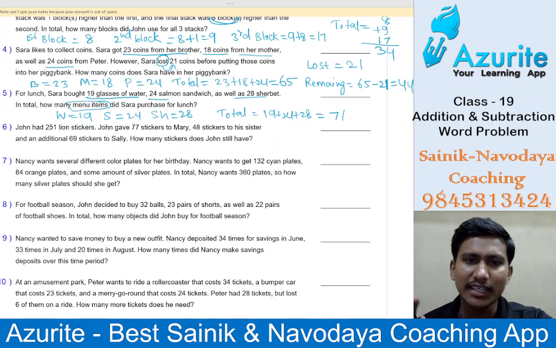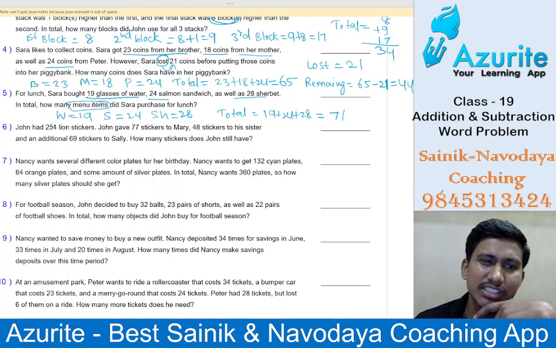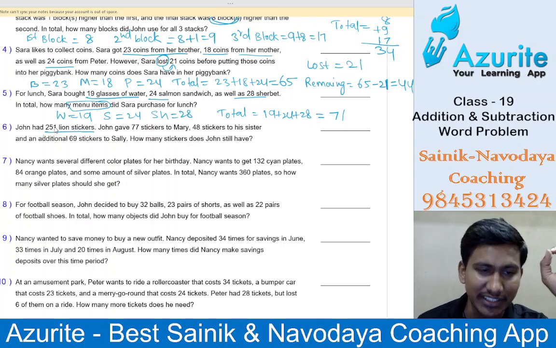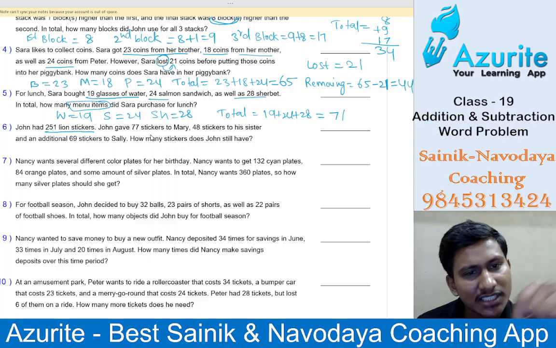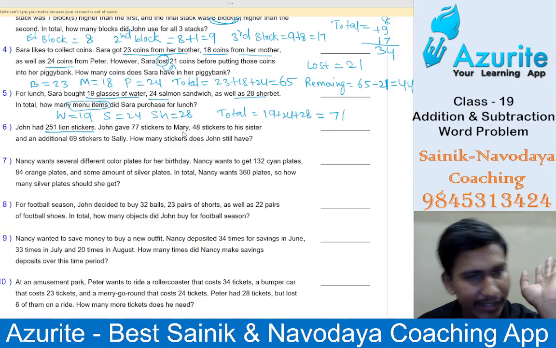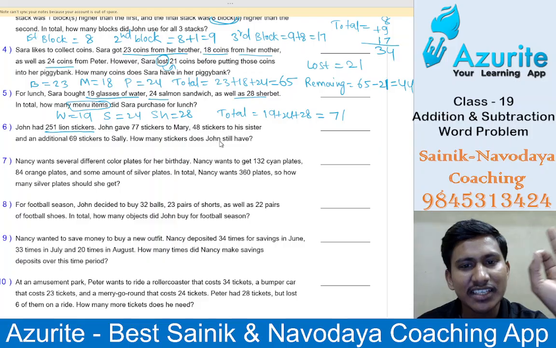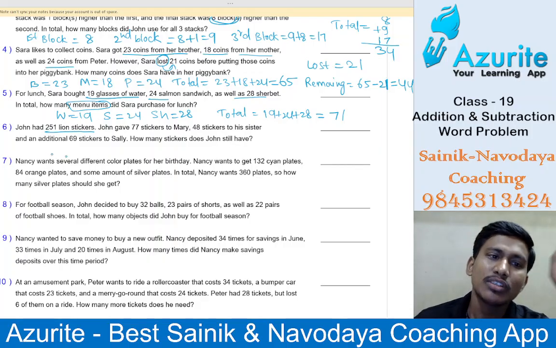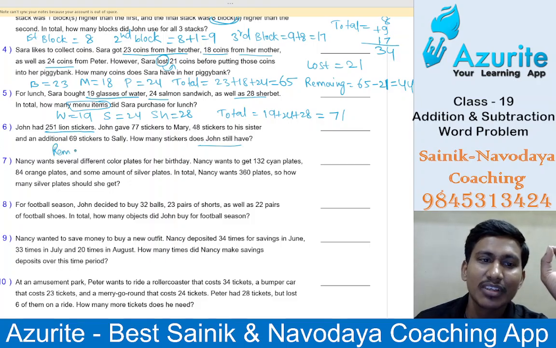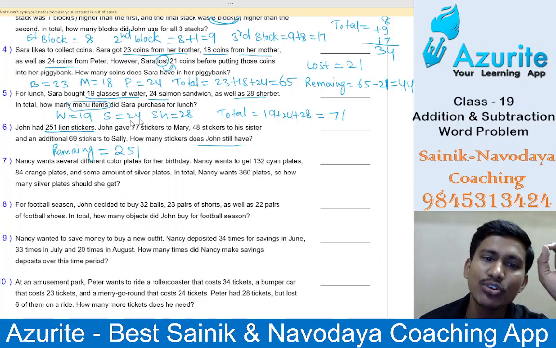So now students, let us solve the sixth question. So what is the sixth question here? John had 251 stickers, and John gave 71 stickers to Mary. Gave means minus. 48 stickers to his sister and an additional 69 stickers to Sally. So how many stickers does John still have? So remaining will be how much? He had first 251 stickers. In that he gave how much?